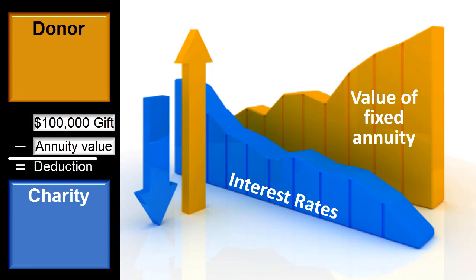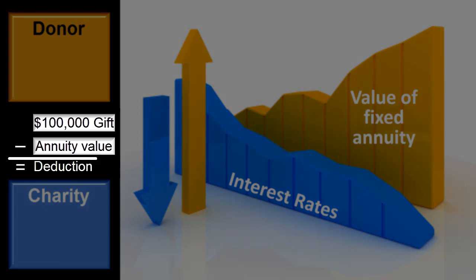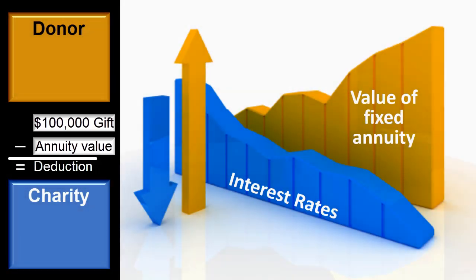In most cases, the donor is interested in having the highest charitable income tax deduction. Here, the donor's deduction will be $100,000 minus the value of the annuity. As the interest rates rise, the value of the annuity falls. As the value of the annuity falls, the value of the donor's deduction rises. Consequently, the donor will choose the higher interest rate, 2.4% in this case, in order to generate the highest charitable income tax deduction. Choosing the higher interest rate is normally the right answer for a donor.